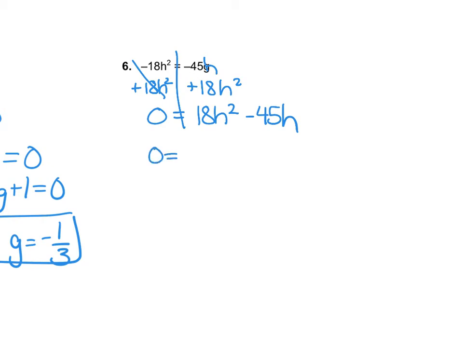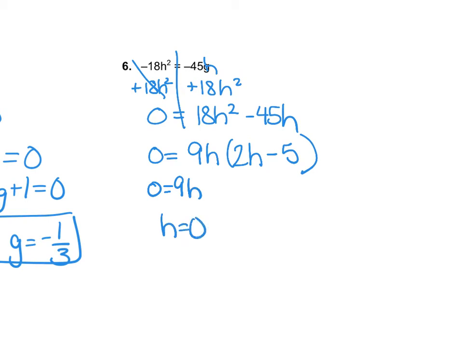I can factor out a 9 and an h, so that's going to be equal to 2h minus 5. All right, so 9h is equal to 0, and so h is equal to 0. And then we have our 2h minus 5, that's equal to 0. And that means that h is going to be equal to 5 over 2. So we have OR.